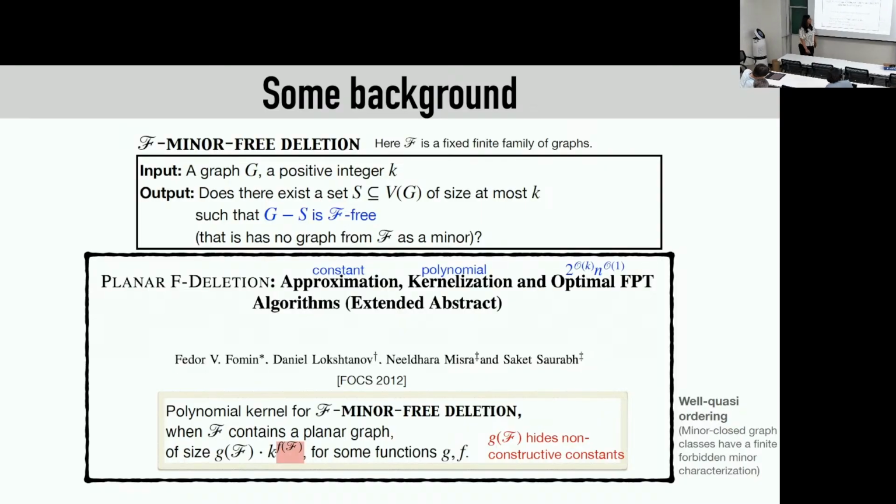The second important aspect of the size of the kernel is the exponent of k. The exponent of k depends on the family F. So two natural questions arise. First, where can we get kernels where this leading constant is constructive, so the whole kernel size is constructive? And secondly, is this dependence on F in the exponent of k really important? Can it be avoided? Let's start with the second question, can this be avoided?